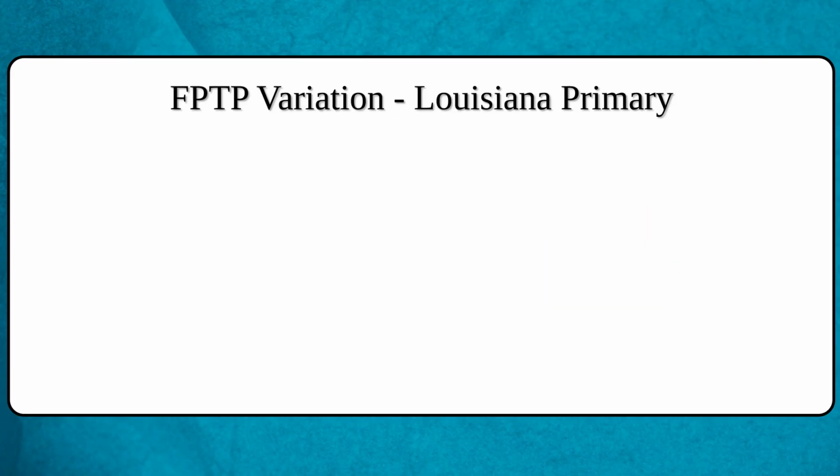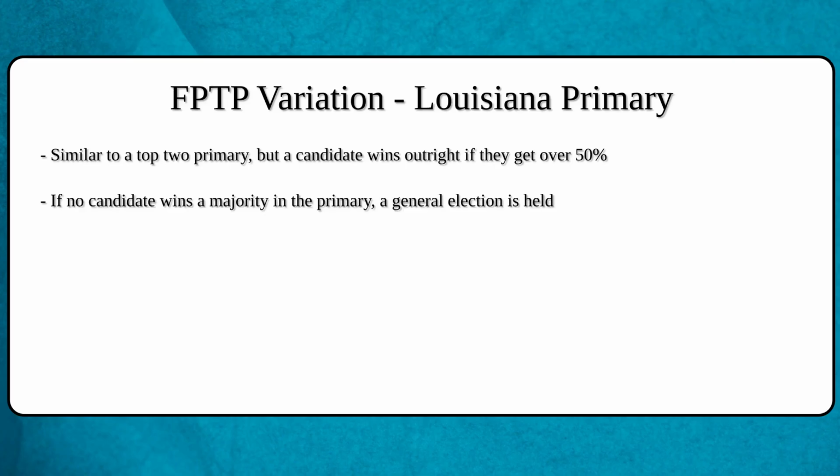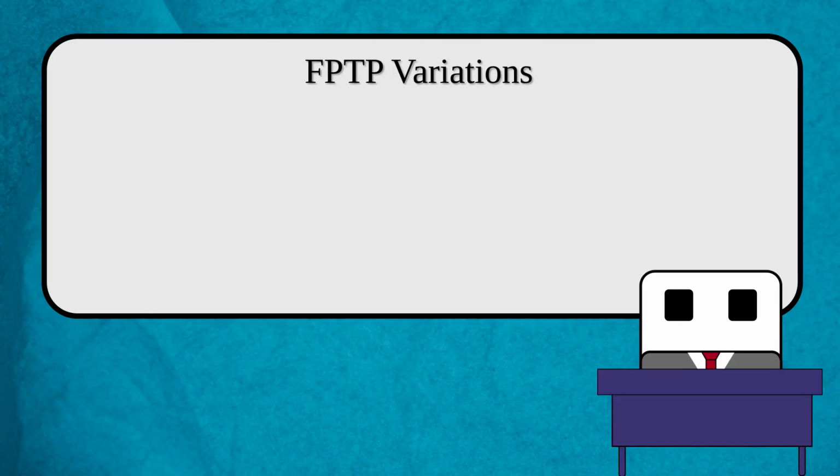This is, however, not the case in the aptly named Louisiana primary, in which if a candidate does win a majority of the vote in the primary, they're declared the winner. But if no candidate reaches over 50%, there is a general election between the top two vote getters like in a nonpartisan primary system. Just as with the top two runoff system in places within Georgia, the nonpartisan and Louisiana primary systems exist to remedy some of the many issues with first past the post, with such shortcomings being the topic of a later section of this video.